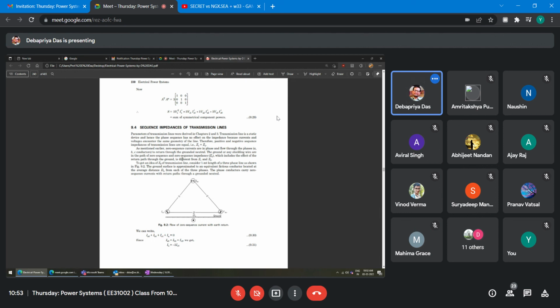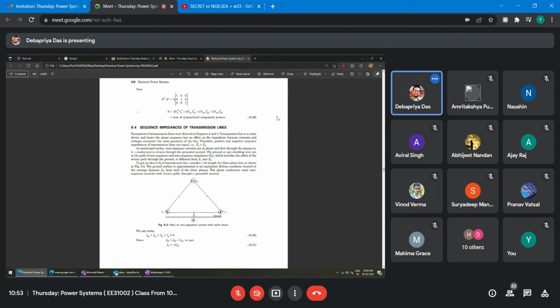Anyway, now come to the sequence impedance of transmission line, right? Today maybe 1 minute, then I'll stop. The parameters of a transmission line, that is, the characteristics of a transmission line, we have studied, right? It's a static device. Hence phase sequence has no effect on the impedance, because currents and voltages encounter the same geometry, right? Therefore, the positive and negative sequence impedances of a transmission line will remain equal, Z1 = Z2, right?